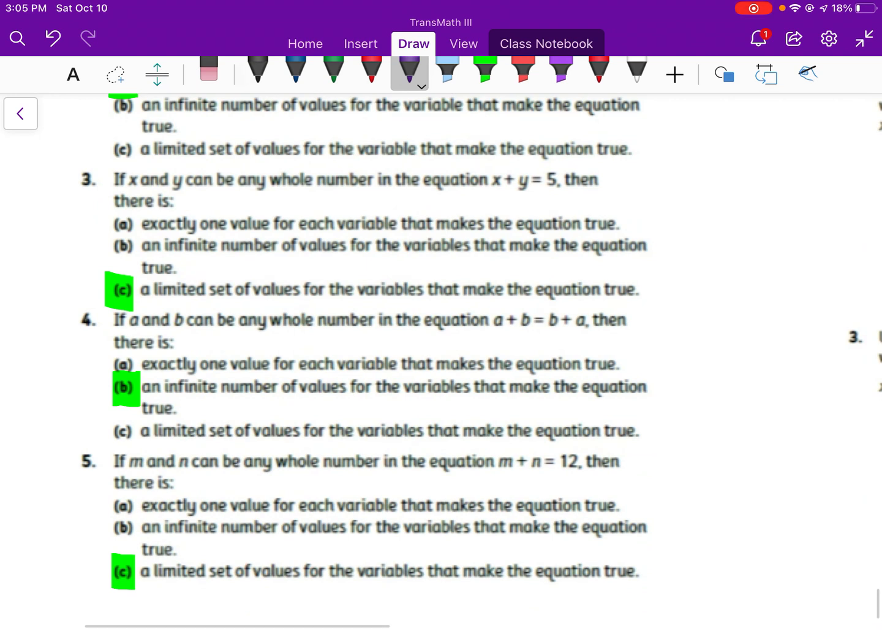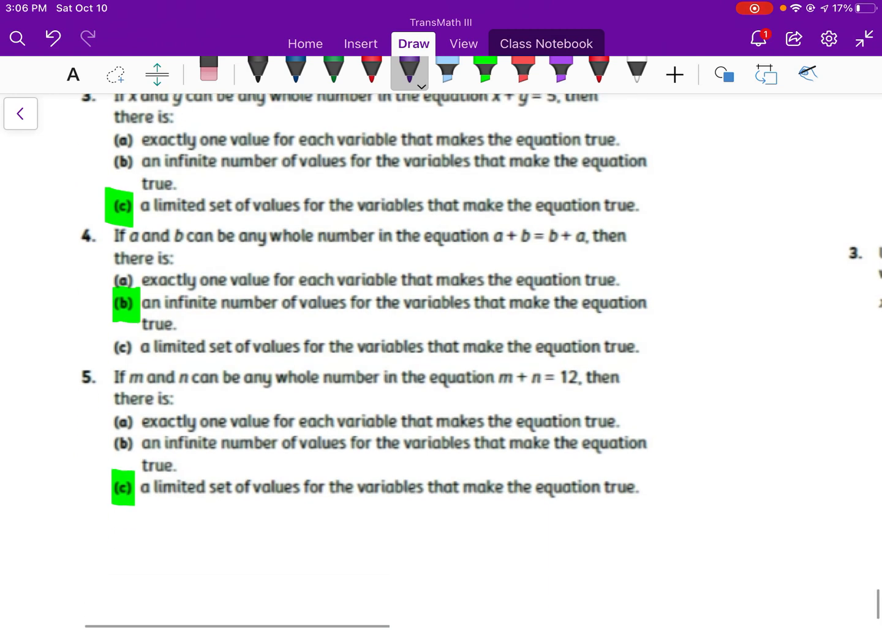Okay, number 3, if x and y can be any whole number in the equation x plus y equals 5, then there is a limited set because, again, whole numbers, so we can only use our counting numbers, okay? A lot of times, anytime you're dealing with just a whole number, it's going to be a limited set.